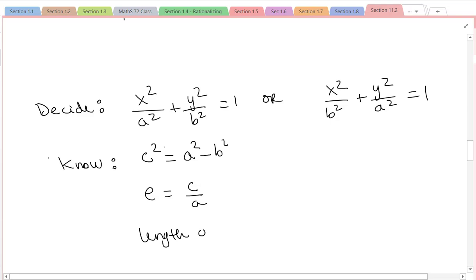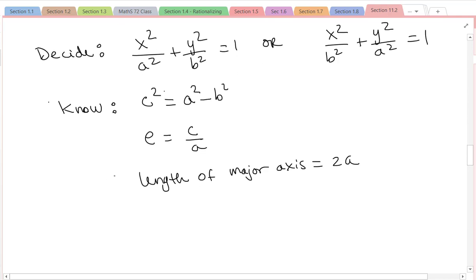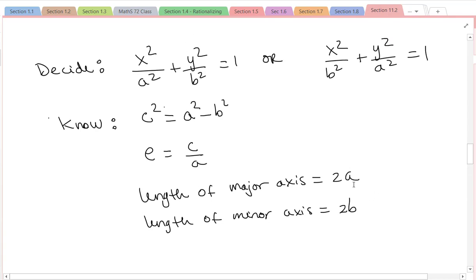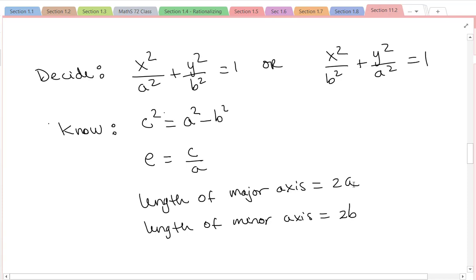The other thing that we are using quite a bit is the length of the major axis, which is 2a, and depending on what else you're given, you might be given the length of the minor axis instead. The length of the minor axis is 2b. And these are things that are going to help you find the equation of an ellipse given certain conditions.